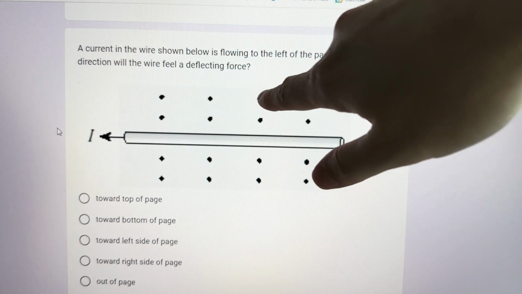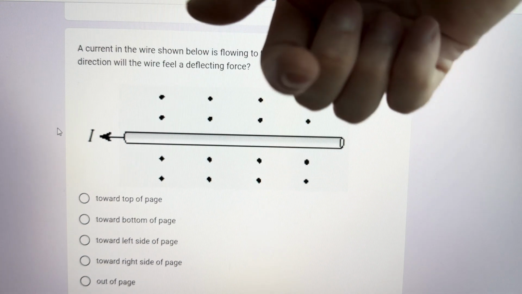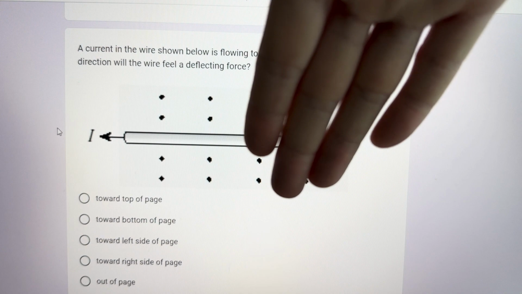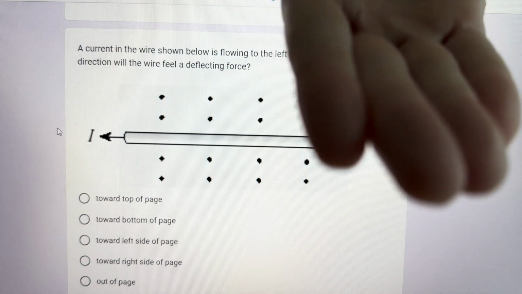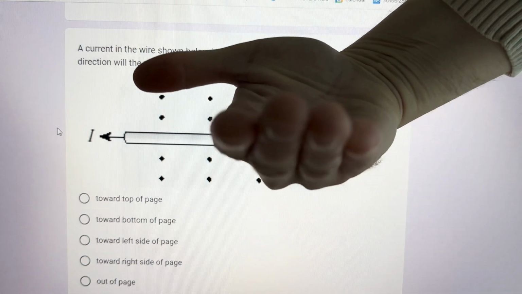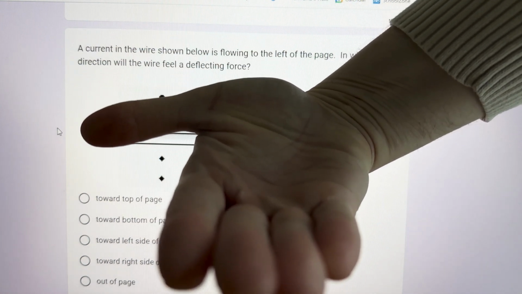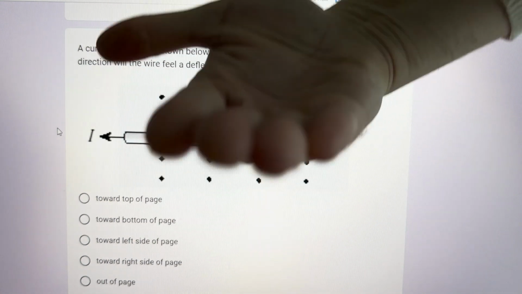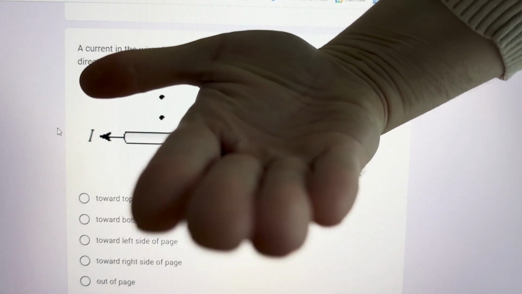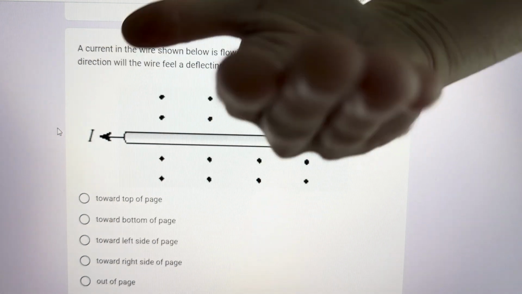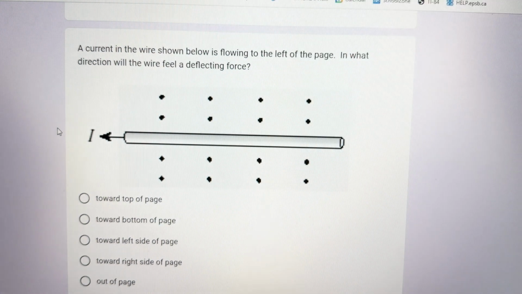Okay, and now the magnetic field is dots, which means it's coming towards us. So the magnetic field that it's moving through is out of the page towards us. So we want our fingers pointed back at us, thumb to the left side of the page, and we can see that our palm, which shows the magnetic force, is pushing up towards the top side of the page. Okay, so I would say towards top of page.